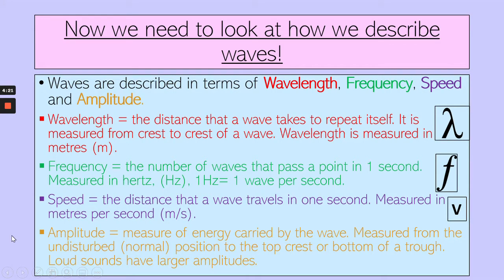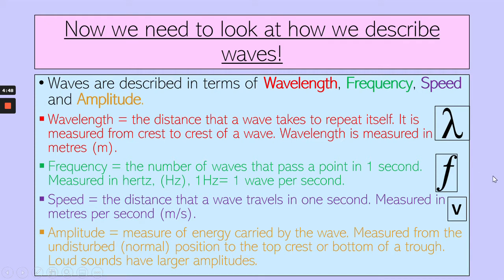Okay. So we now need to look at how we can describe waves. Waves are described in terms of wavelength, frequency, speed, and amplitude. Wavelength is the distance that a wave takes to repeat itself. It is measured from the crest to crest of the wave. Wavelength is measured in meters. And as you can see here, this is the symbol for wavelength.